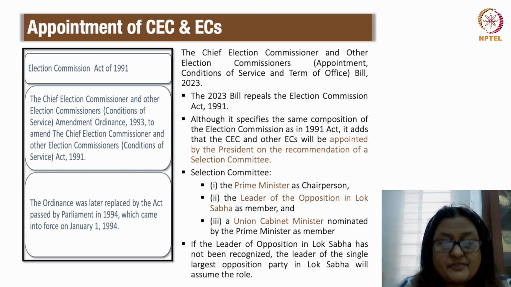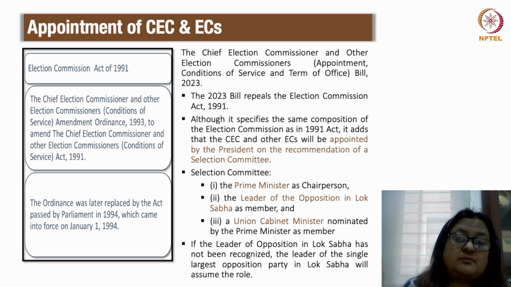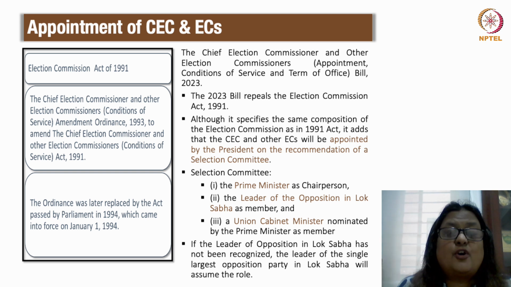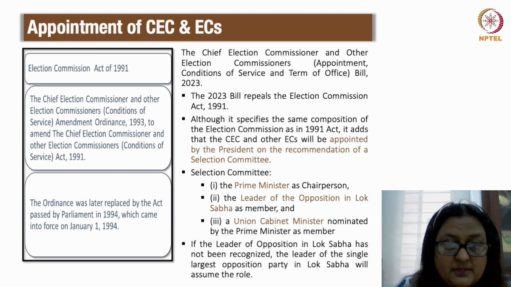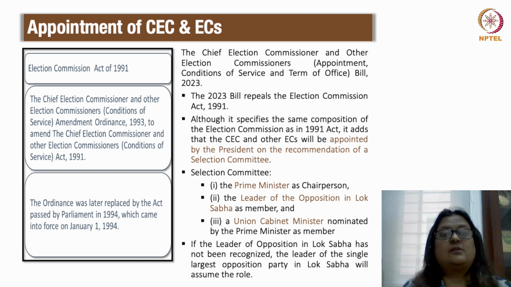So, when the 1991 Act said there shall be one Chief Election Commissioner and other Election Commissioners, it retains the same composition. Now, what has improved in the bill of 2023 is that the President shall appoint the election commissioners and the chief election commissioner on the recommendations of a selection committee. This bill proposes the establishment of a selection committee. The selection committee shall consist of the Prime Minister of India, the leader of the opposition in the Lok Sabha, and the Union Cabinet Minister nominated.